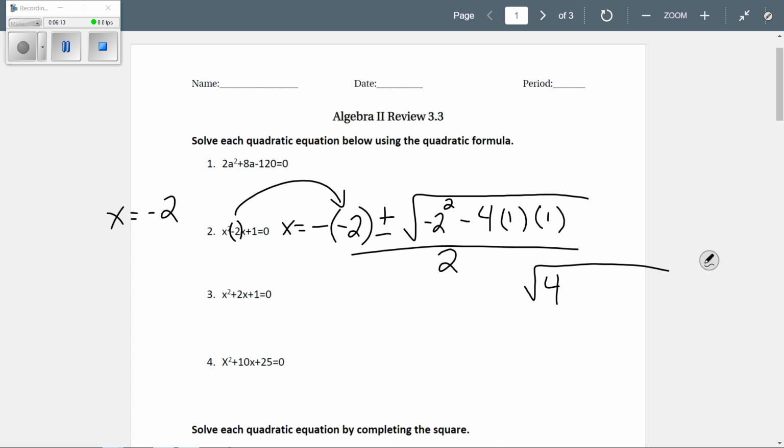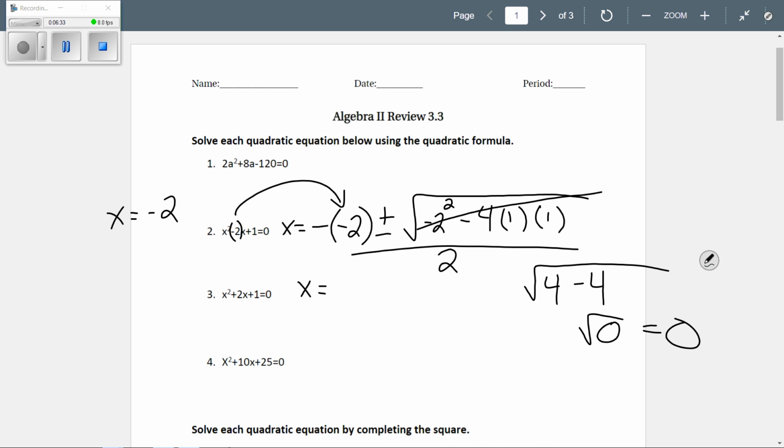-4 times 1 is -4. So 4 minus 4 is 0. The square root of 0 is 0. That's really easy, okay? So we come back over here. We found everything under here to be 0.